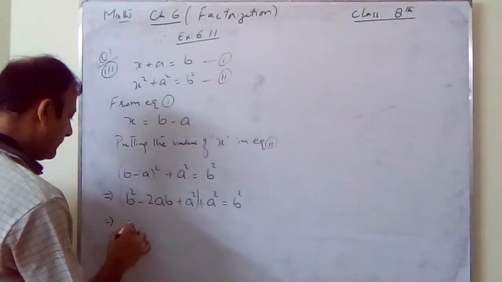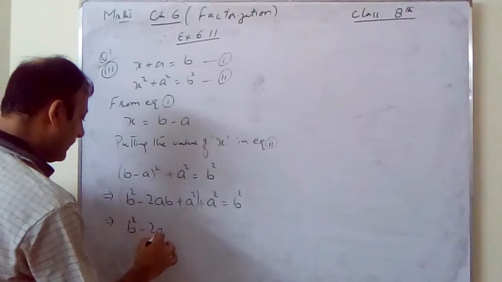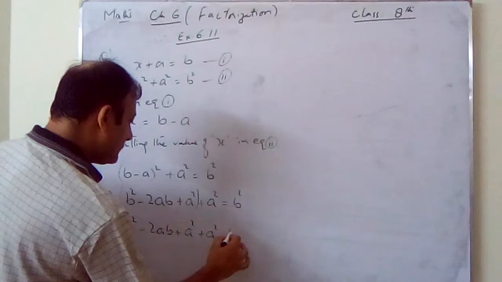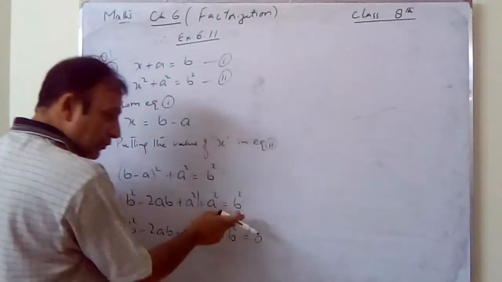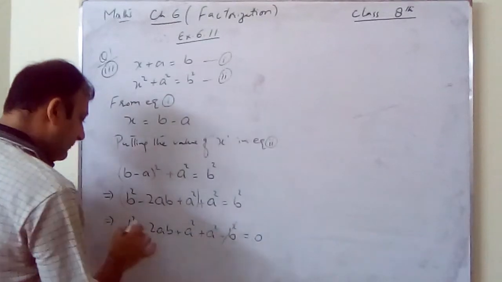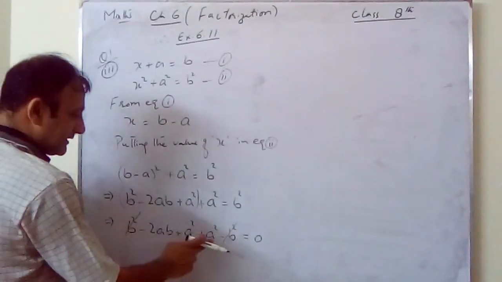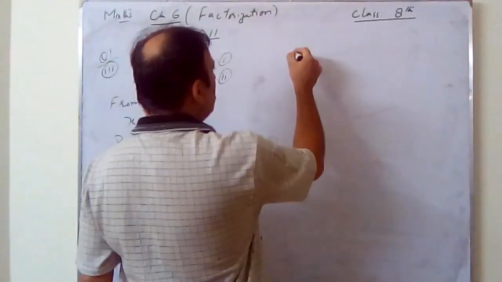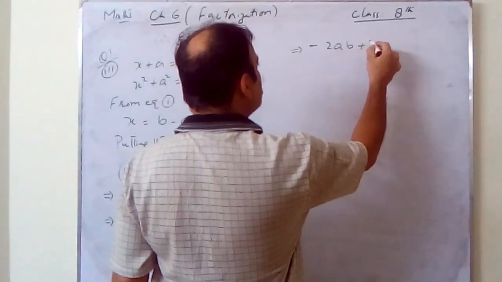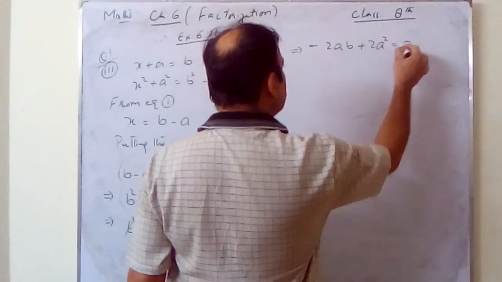So b square minus 2ab plus a square plus a square minus b square is equal to 0. Take this value of b square from right to left. Now b square and b square cancel. a square, a square. So that is minus 2ab plus 2a square is equal to 0.